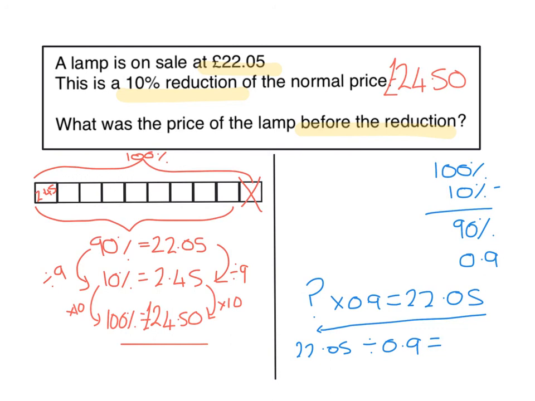And I get the same answer, £24.50. So again, whether you prefer chunking it down, finding 10%, you could have found 1% as well and times by 100 to get back up to 100%, or whether you find the multiply method, totally up to you. But this time you need to be careful because it was a reduction, not an increase.